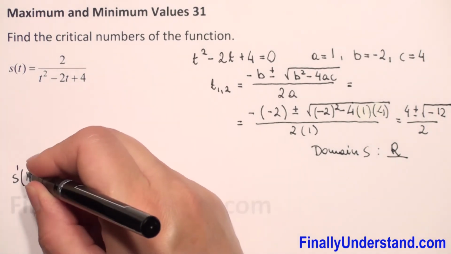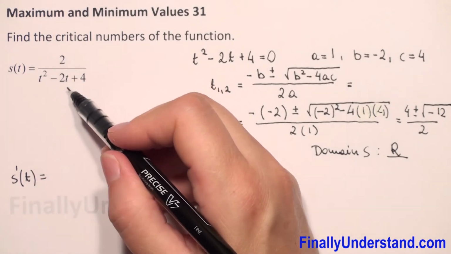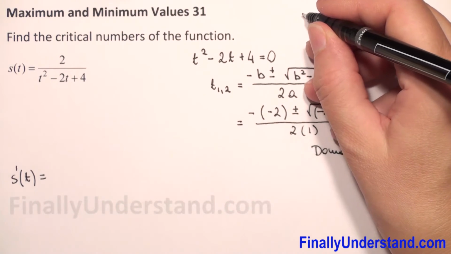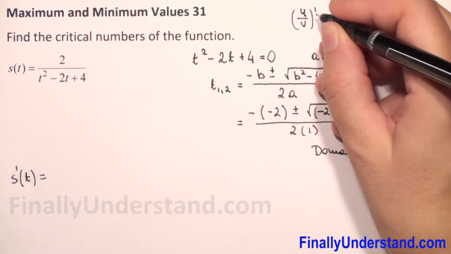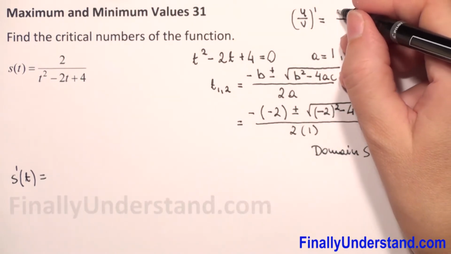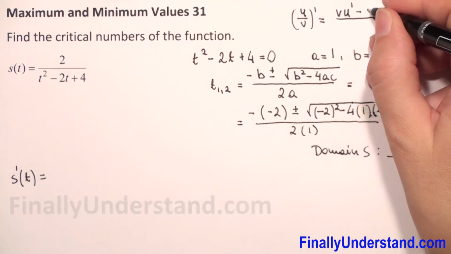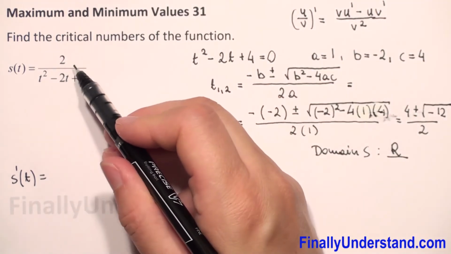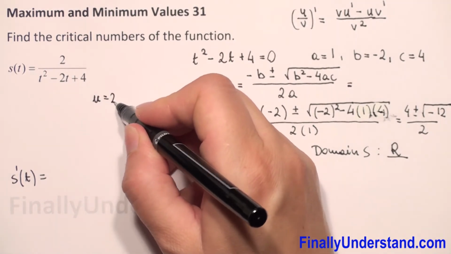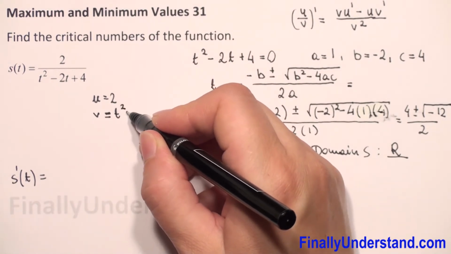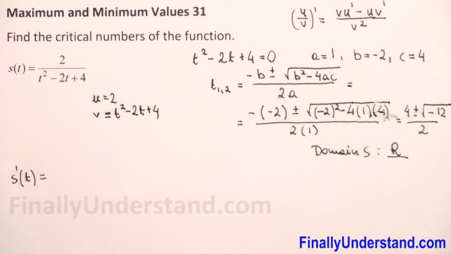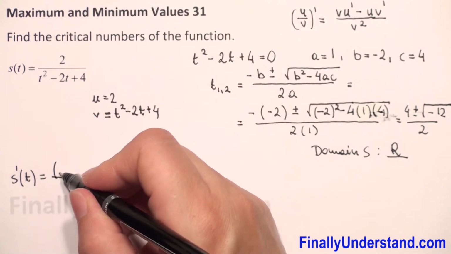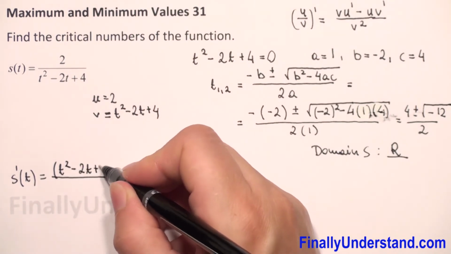So S prime of t is equal to, because we have division here, we will use the quotient rule. Let me write this maybe here in this corner. We have u over v, the derivative is equal to v times the derivative of u minus u times the derivative of v over v squared. In our case, u is equal to 2, and v is equal to t squared minus 2t plus 4.